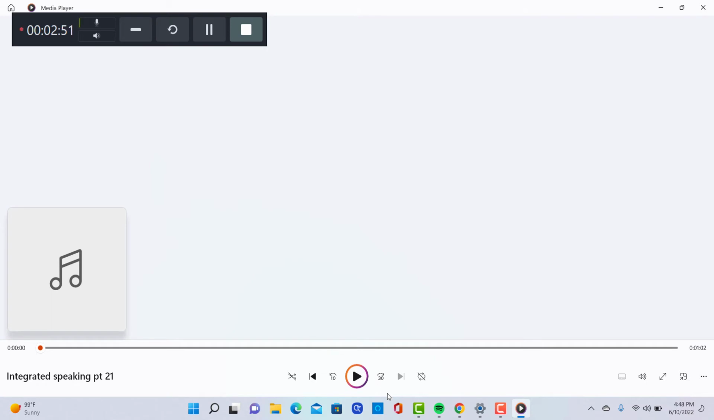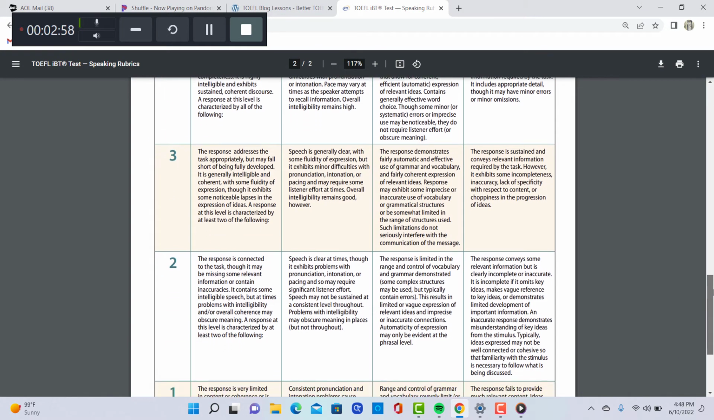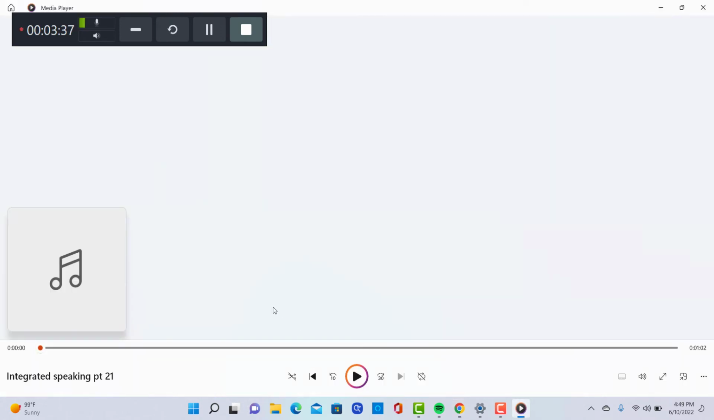Okay. So my guess is when I go over to the rubrics here, I think that you had some limitations with your vocabulary and your grammar, where it says here, somewhat limited in the range of structures used. I feel that you could not fully explain all the ideas in a complete, accurate manner. And also, maybe you had some incompleteness, inaccuracy, or lack of specificity with respect to content. I think that's a topic development area you're having trouble with, and maybe some minor difficulties with pronunciation. Okay, let me listen to it one more time. I'll give you a final score. So I'm guessing right now maybe 22 to 24 points out of 30 on this practice test.